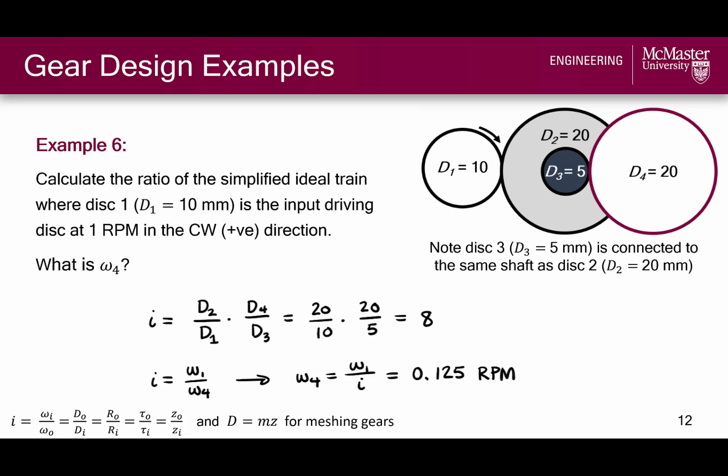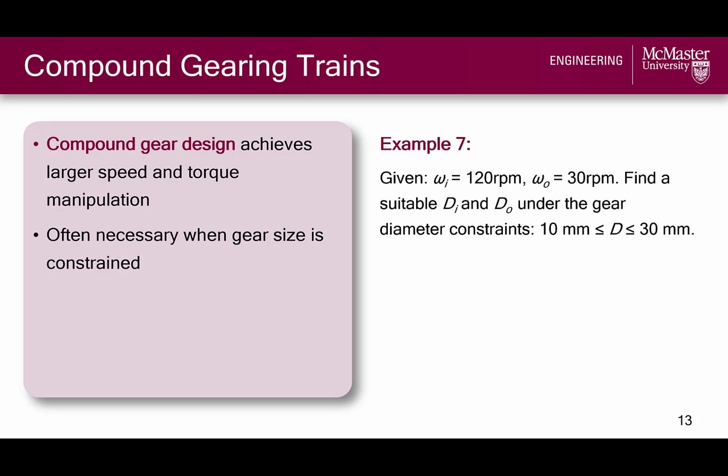Again, we can't stop there, we still have to indicate the direction of rotation. So if the first gear rotates clockwise, then the second and third gears must rotate counterclockwise, since gear 2 is meshed with gear 1, and 2 and 3 are axially connected, and this means that gear 4 rotates clockwise. So we will indicate that along with our speed. As mentioned before, the compound gear arrangement allows for larger speed and torque manipulation in a gear train, and it is often required when we have constraints on allowable gear size.